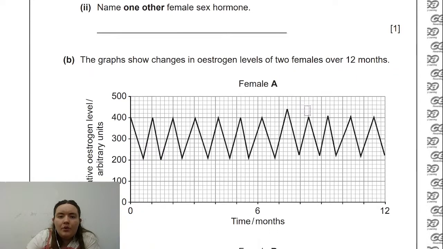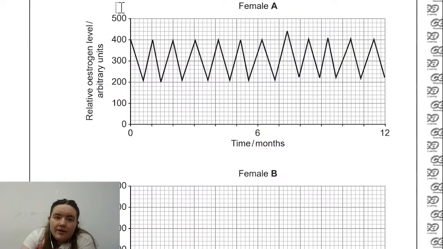Okay, so the graph shows changes in estrogen levels of 2 females over 12 months. So basically both have these zigzag lines. They both go up and down, up and down. And this is our second person here who's just got relatively low levels. Most people do actually have quite a wide range of amounts of hormones in people's blood. It does vary from person to person a lot.